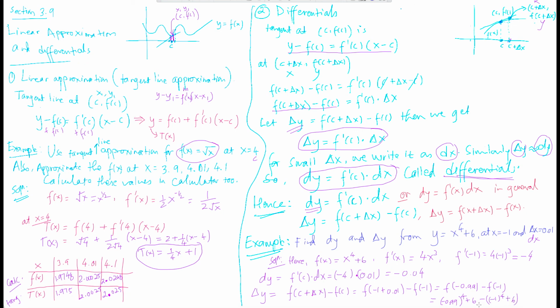So if you simplify this, or you can use a calculator for that, you get negative 0.0394. You see that you got almost the same value, negative 0.04. This is for dy, and for delta y you got almost negative 0.04 if you round up, right? So you got almost the same values for dy and delta y for this problem. Okay, thank you guys.